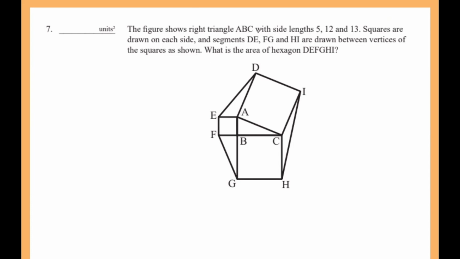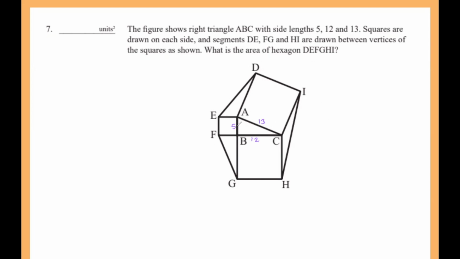We are given ABC, a right triangle with sides 5, 12, 13, which is good to start because that's a Pythagorean triple. Squares are drawn on each side. Segments DE, FG, and HI are given, with the vertices of the squares. What is the area of the hexagon D, E, F, G, H, I, basically the whole figure?